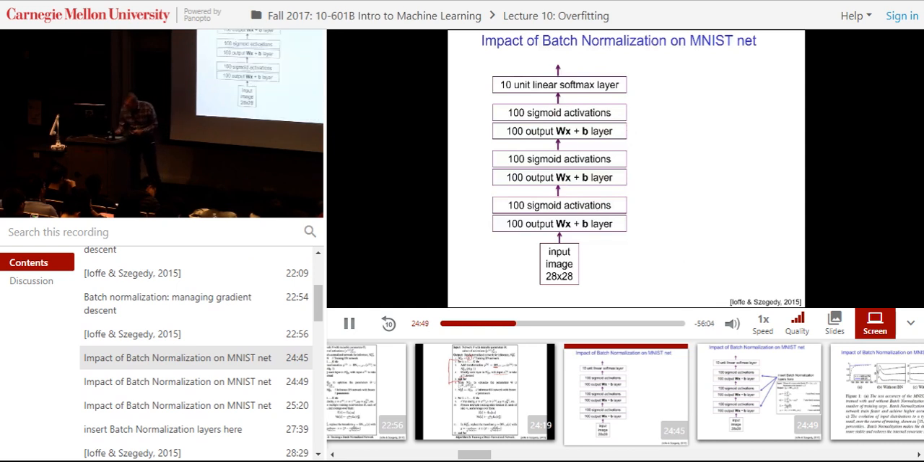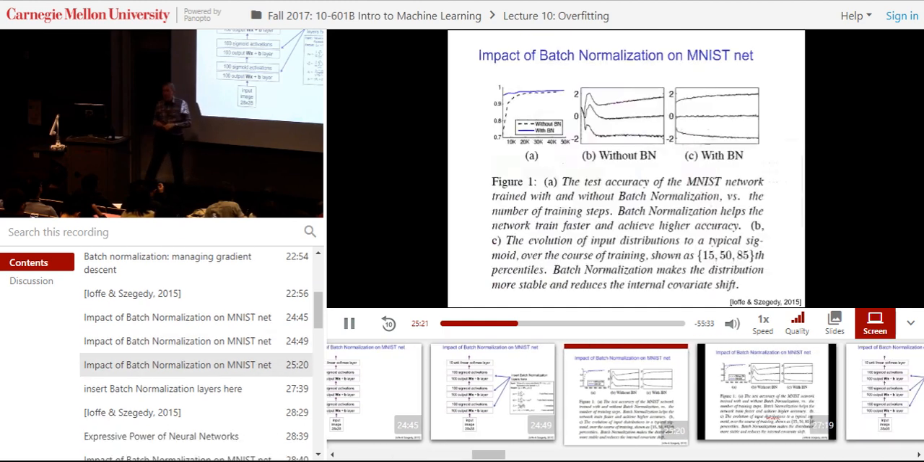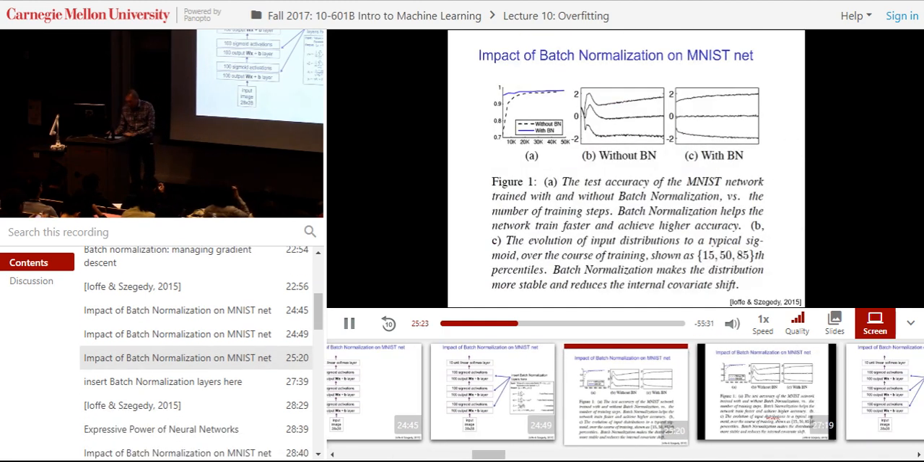So how does this work? Well, if we start with that network and we apply batch normalization, then what we're going to do is add a new layer here between the output of this and before the sigmoid activations. Similarly here, similarly there. In the paper, they said that they experimented with different places you could imagine putting it, but they said this worked well. So they inserted basically 3 batch normalization layers.